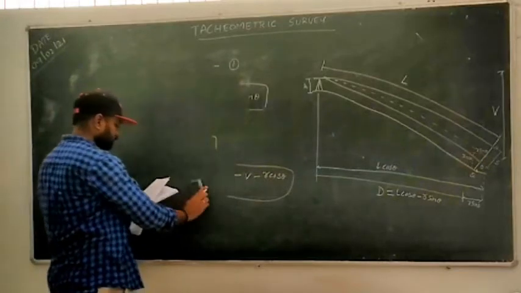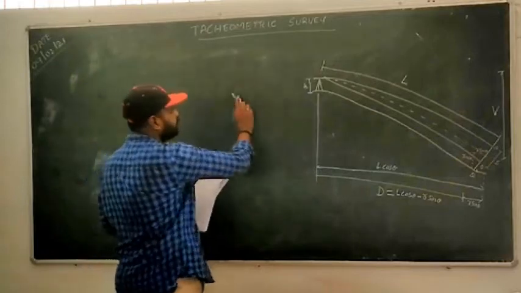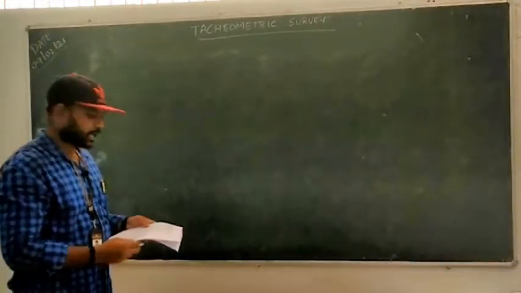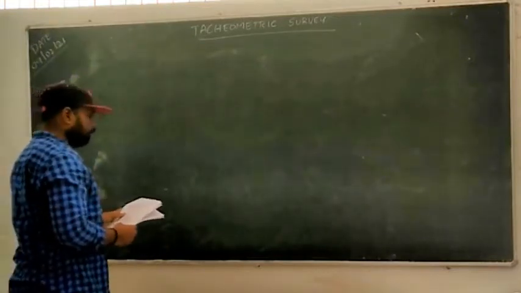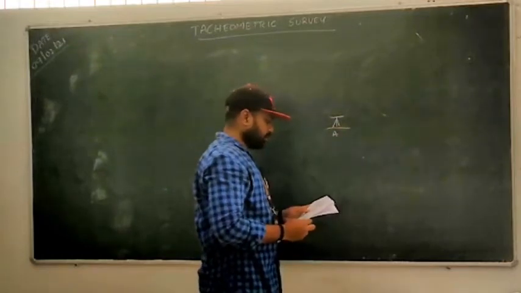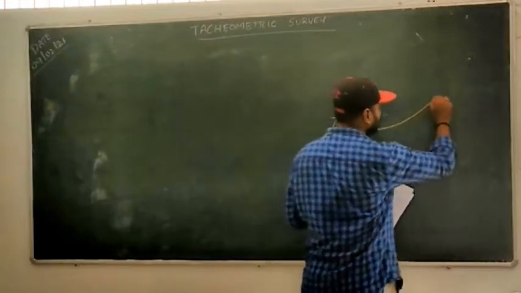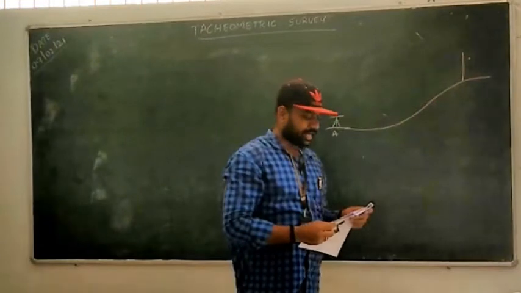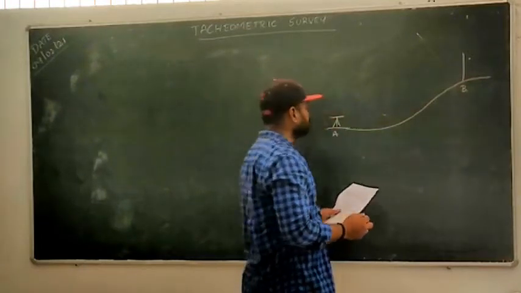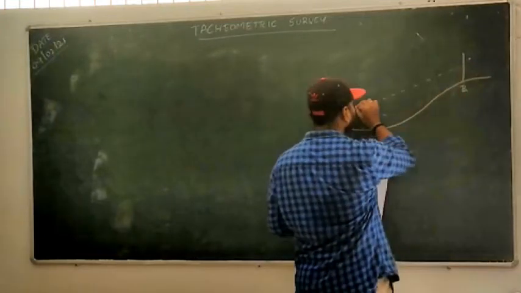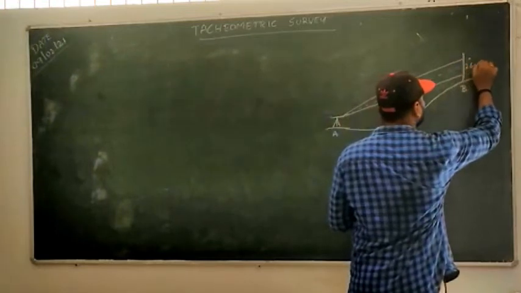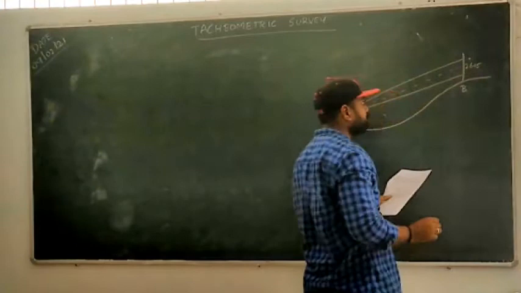A tachymeter was set up at station A, and the reading on the vertically held staff at B were 2.255, 2.605 and 2.955.